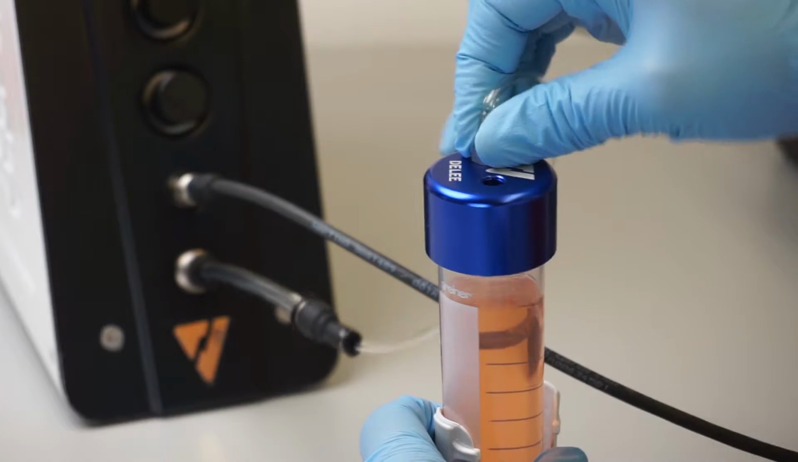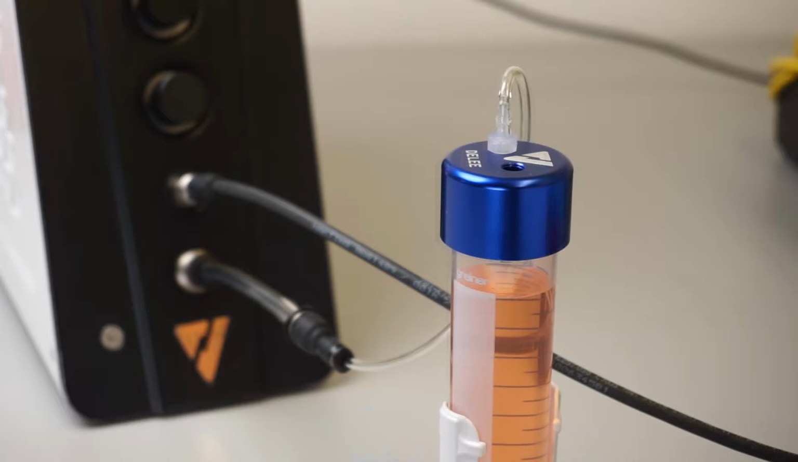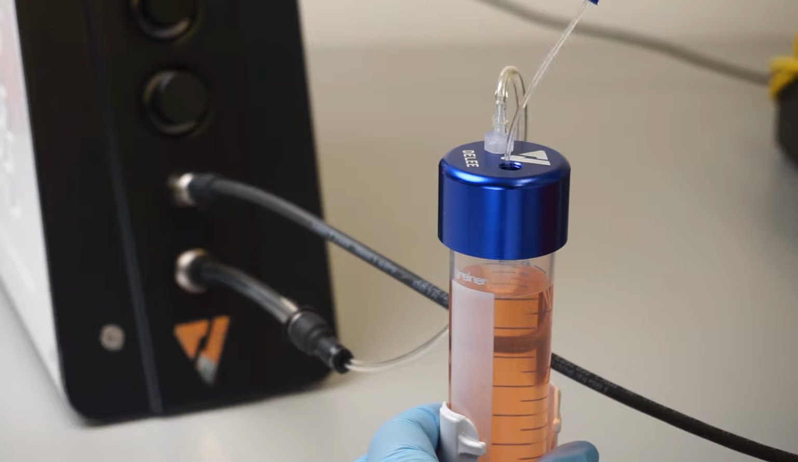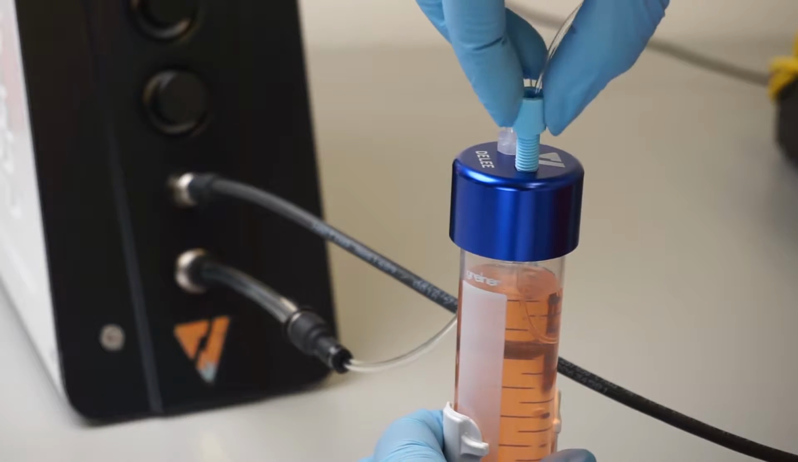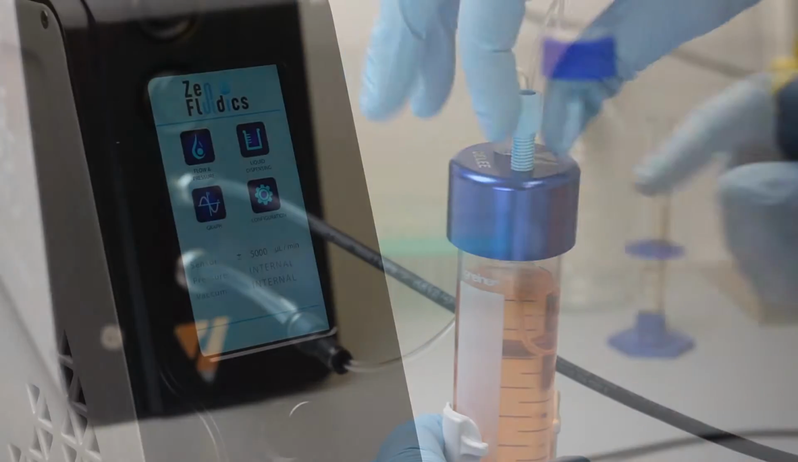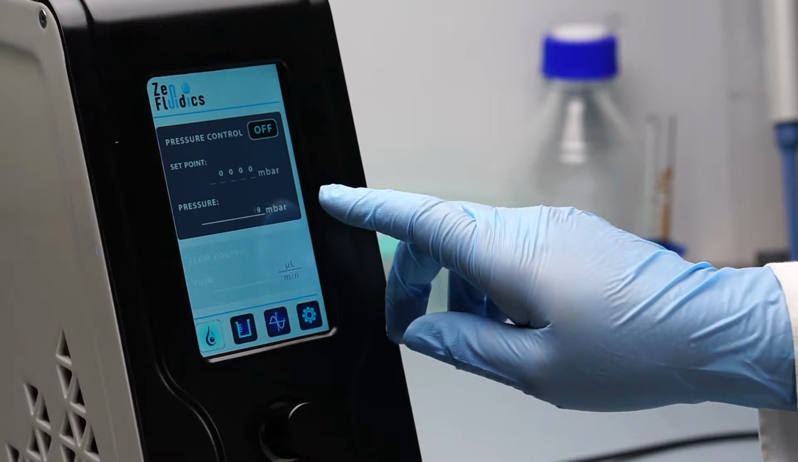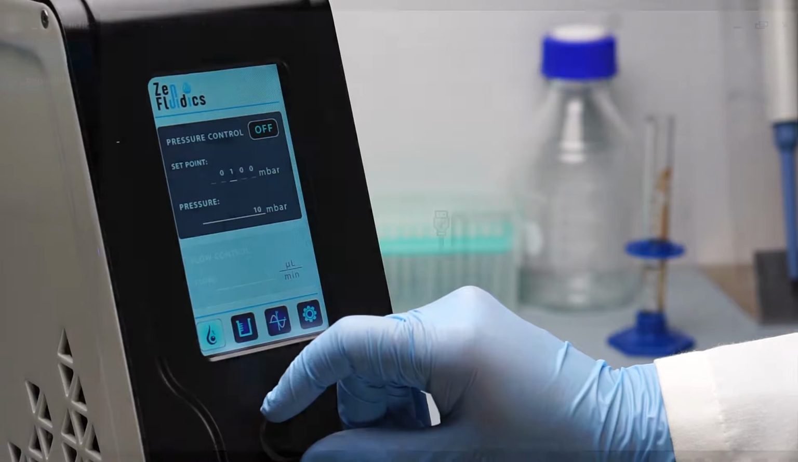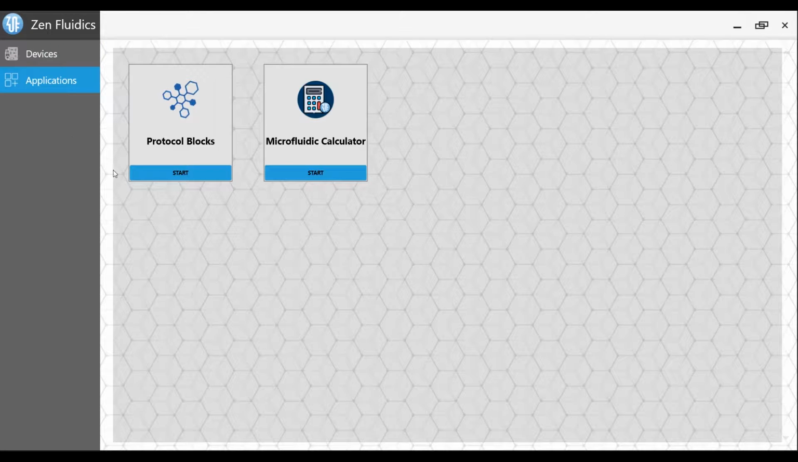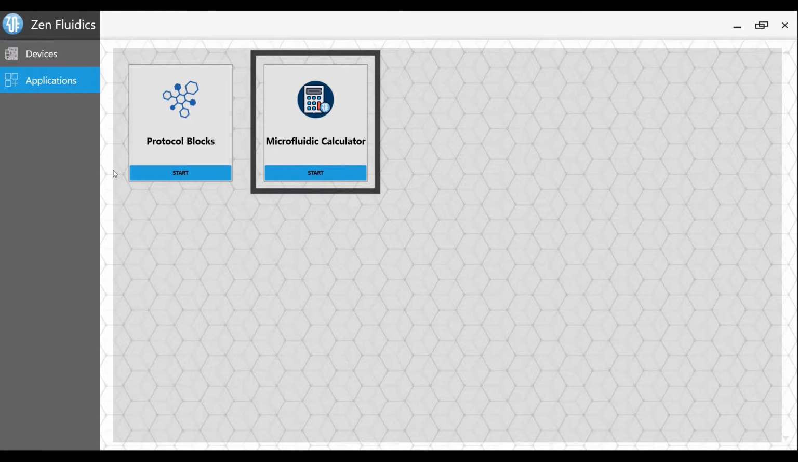If we simply run the experiment, you'll notice that it is impossible to get to the desired flow. By means of pressure control, the flow will be too high, way past the sensor's range. By means of flow control, the system oscillates and can be controlled or stabilized in the desired flow. We can confirm this with the calculator embedded in the Zen Fluidics software.